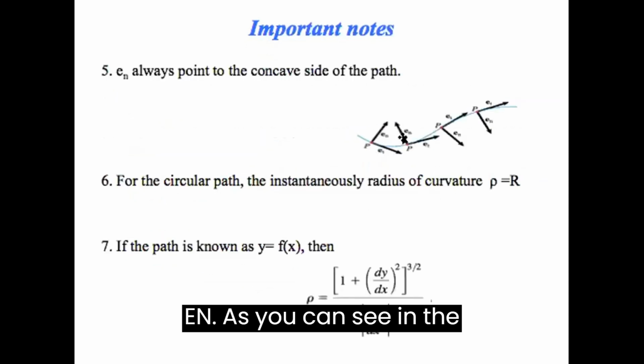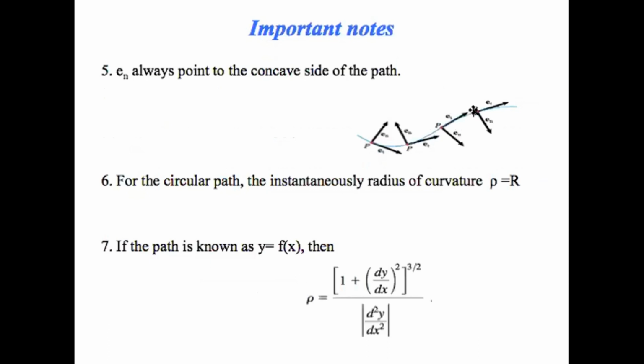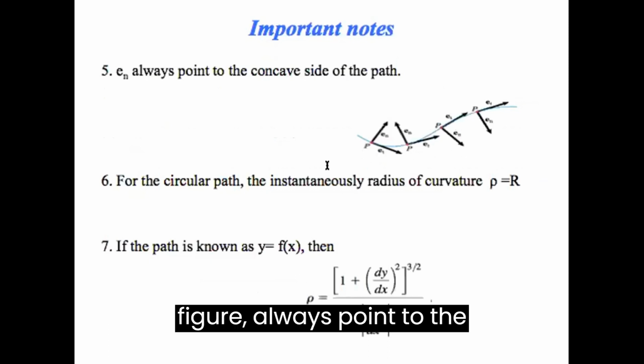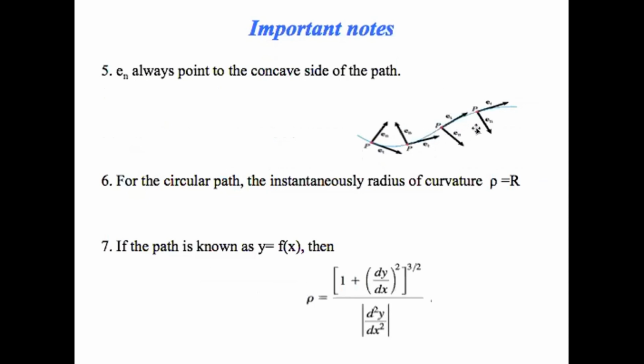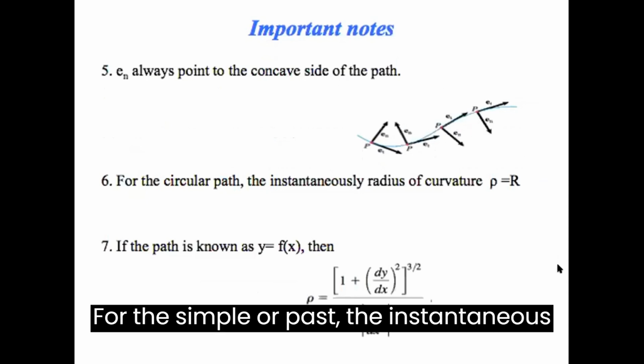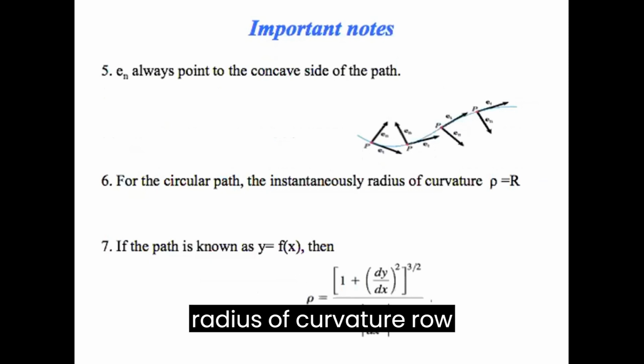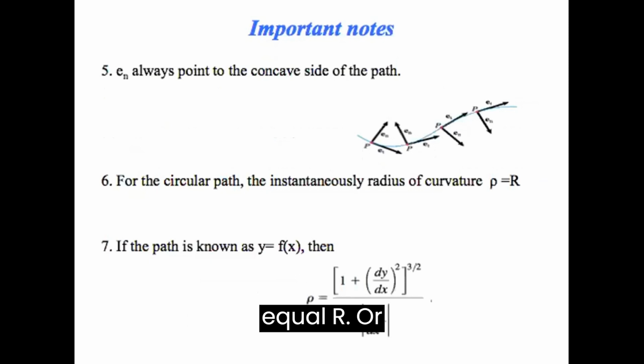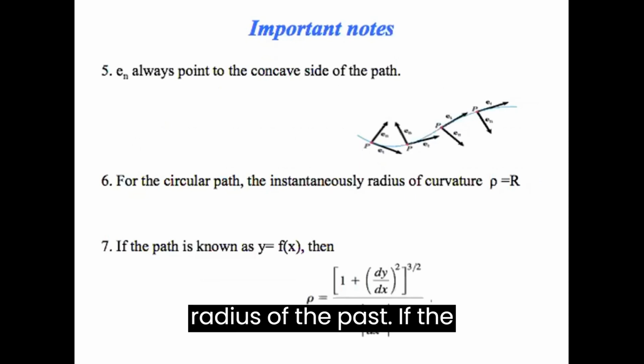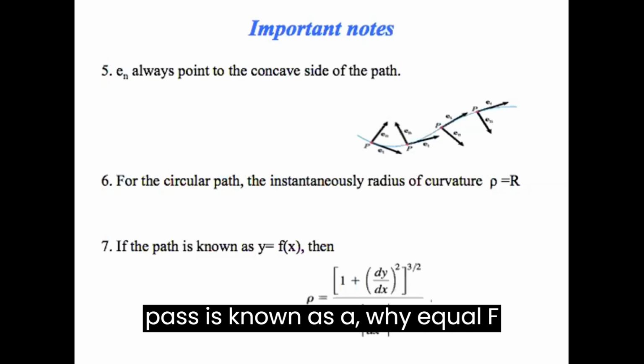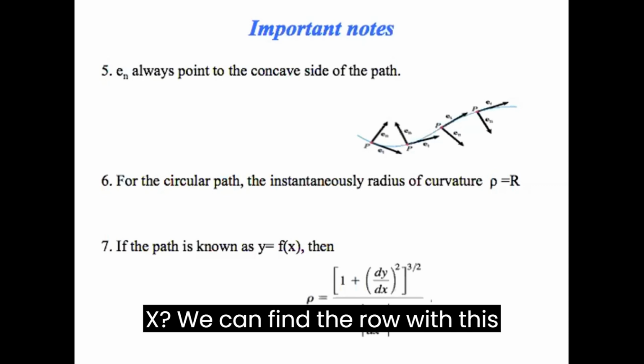As you can see in the figure, the normal vector always points to the concave side of the path. For the circular path, the instantaneous radius of curvature, rho, equals r, the radius of the path. If the path is known as y equals f(x), we can find rho with this equation.